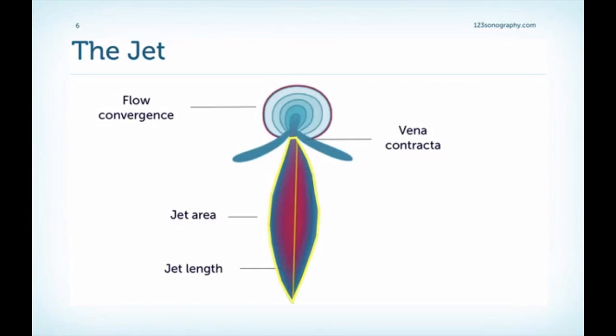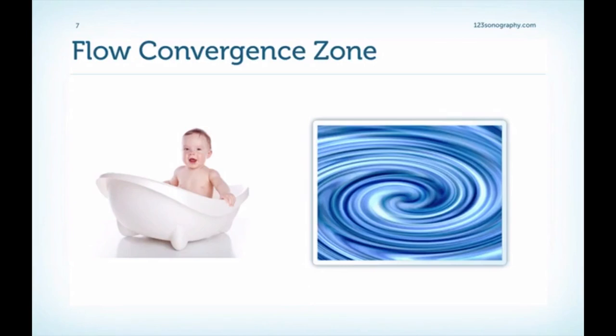Every jet in echocardiography has the same components. It has a proximal flow convergence zone, which is the blood flow that moves towards the regurgitant orifice and which accelerates as it moves towards this orifice. To help you understand, imagine you are sitting in a bathtub and you open the stopcock. What will you see? You will see turbulent flow which moves towards the opening, towards the sewage. You will have concentric shells which accelerate the closer they get. This is the flow convergence zone.